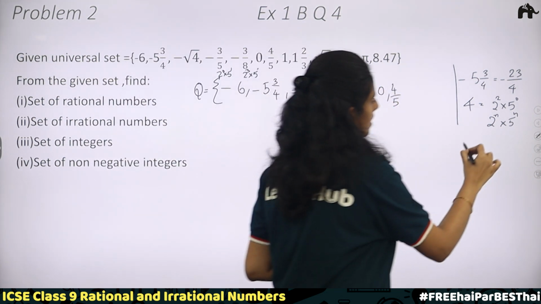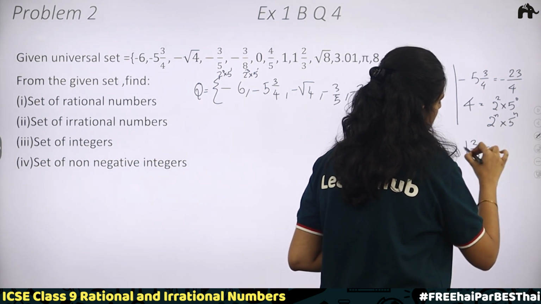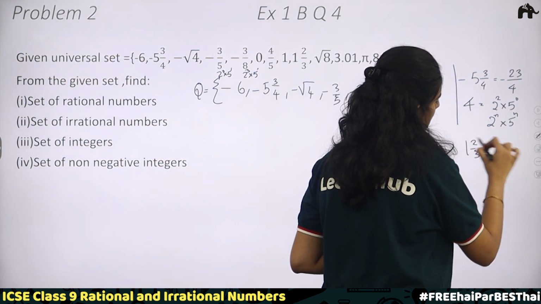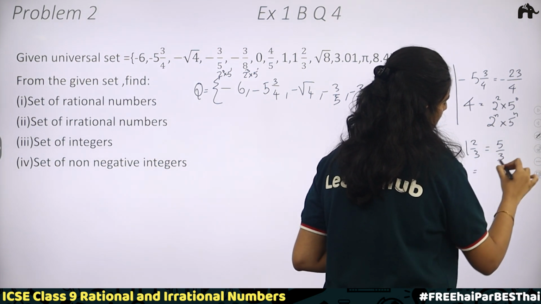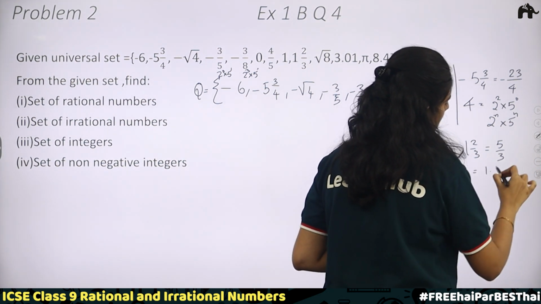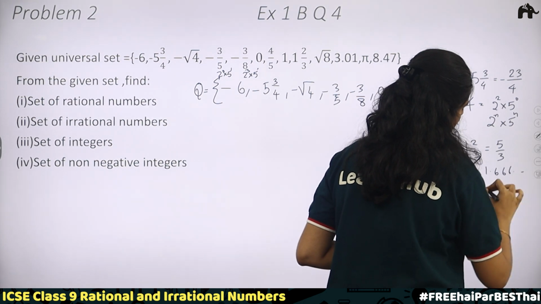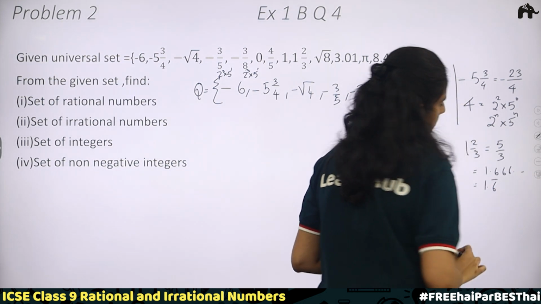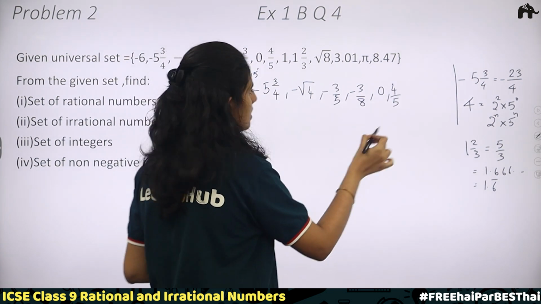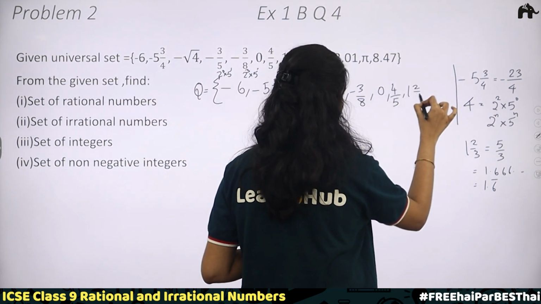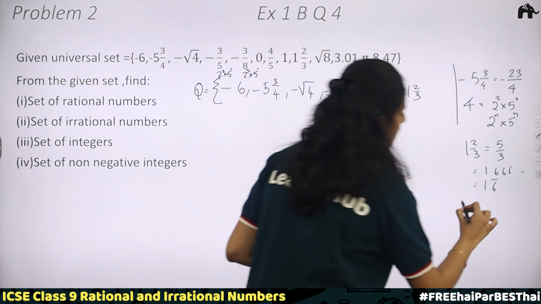1 2 by 3 can be written as 3 into 1, 3, 3 plus 2, 5, so 5 by 3. 5 by 3 is 1.666, etc. That is 1.6 bar. Okay. That is non-terminating, repeating. Hence, it is a rational number. 1 2 by 3.